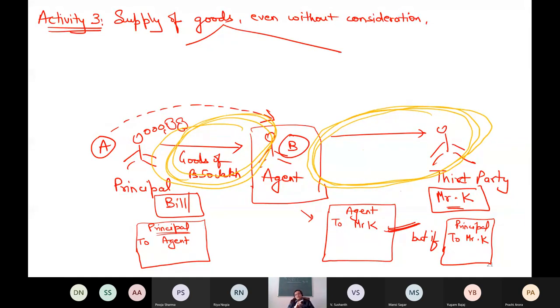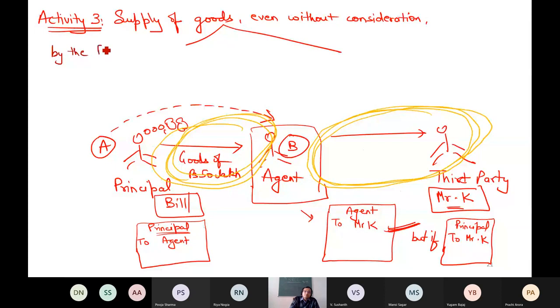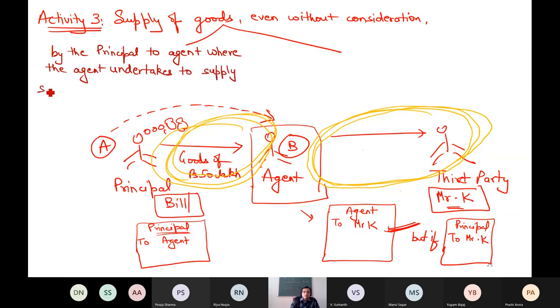But as far as principal and agent is concerned, that is the only conflicting point which could have arisen and which has been tackled under Activity 3, that whenever the goods are supplied by the principal to the agent, another condition is where the agent undertakes to supply such goods further on behalf of the principal.